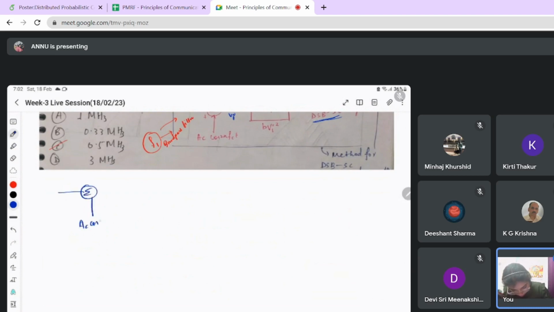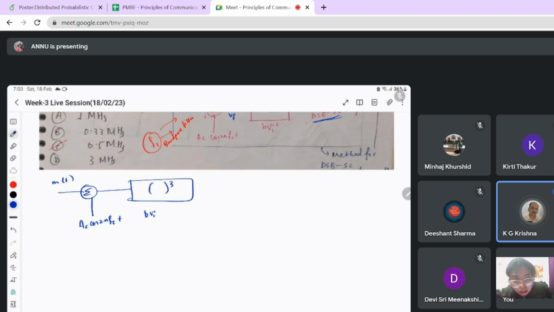AC cos 2 pi FCT. Here, properly it should be FCT. Let us draw the diagram so that you should not have any doubt. Madam, the notation is an adder. Is it a sigma or plus? Adder and sigma are the same, sir. Sometimes it is written as adder and sometimes sigma. You don't get confused.